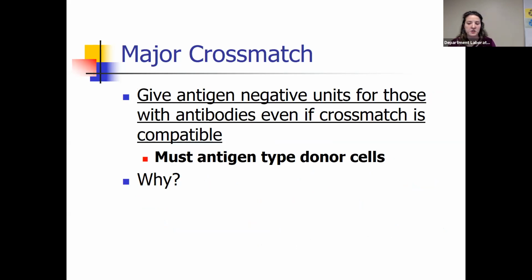All right, and just like we mentioned, you must give antigen negative donor cells if your patient has an antibody, even if it was identified 10 years ago. All right, so one thing in blood bank, if you guys don't know already, records are kept permanently in blood bank, okay?